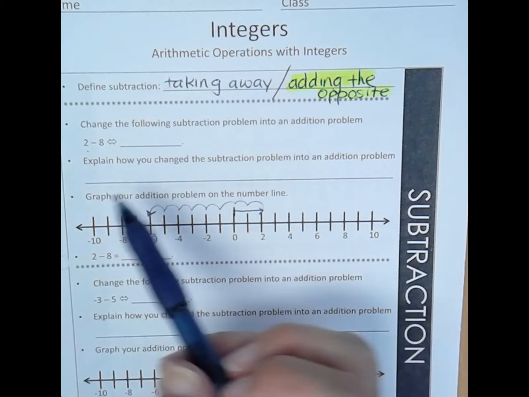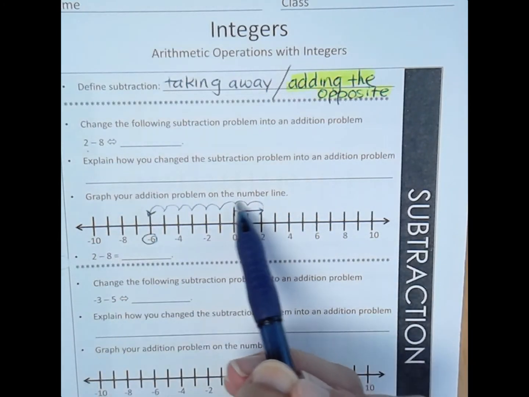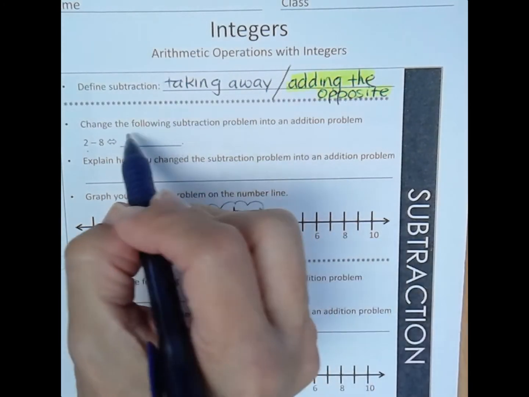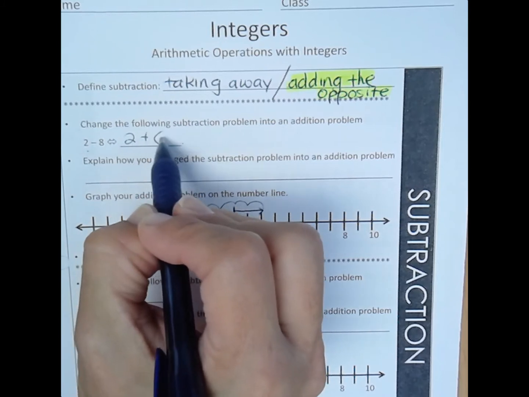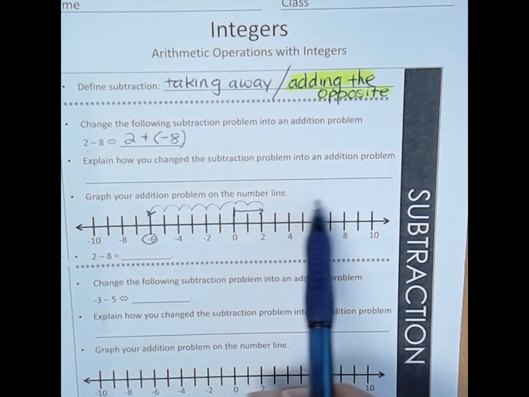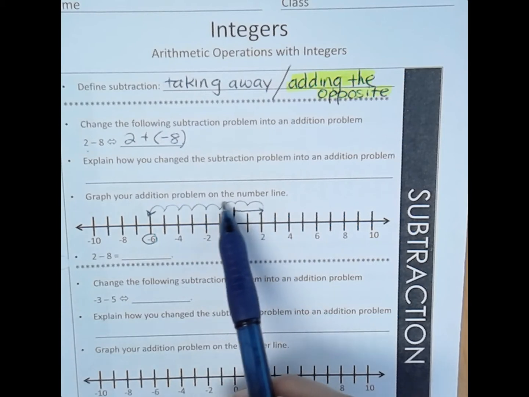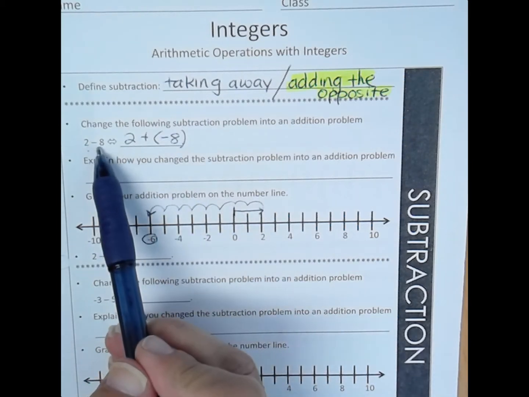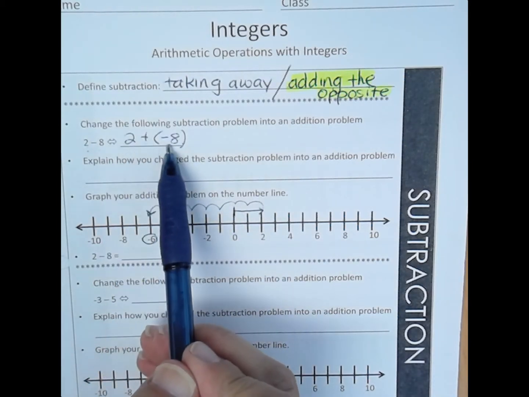But you may realize that subtracting 8 is the same as adding negative 8. Right? When we add positive 8, we go this way. If we add negative 8, we're going to go to the left. So 2 minus 8 is the same as adding negative 8.